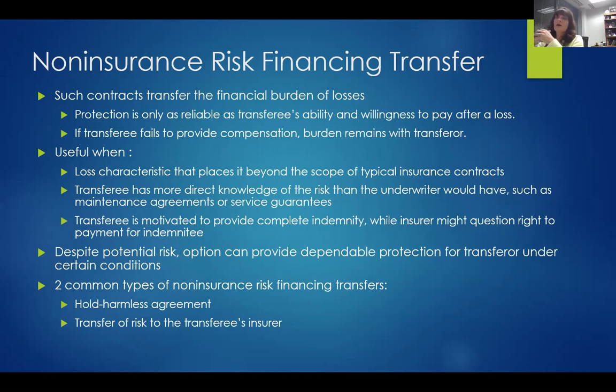It's useful having a risk financing transfer for a loss characteristic that places it beyond the scope of the typical insured contract. So, if you can't buy insurance for a particular function, then it's really good to have some kind of a financial risk transfer clause in place. So again, if it's some kind of a loss that you can't insure, it's really good to have something in your contract.